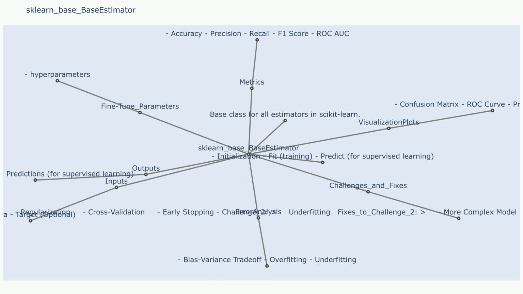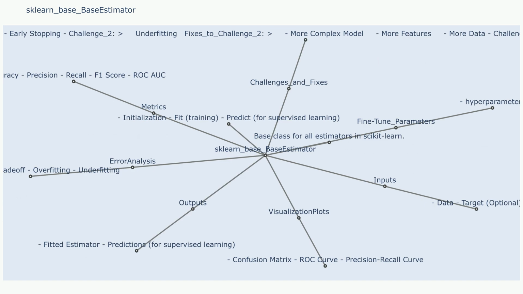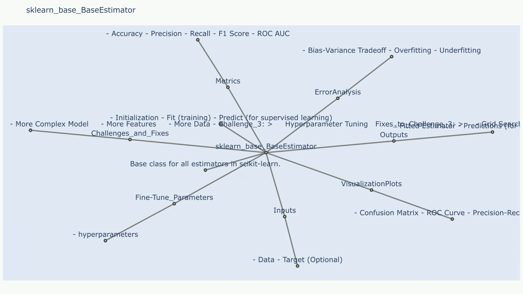Challenge 3: data leakage. Information from the target variable is unintentionally included in the training data, leading to artificially high performance. Sample use case that resulted in challenge 3: using a feature that is derived from the target variable during training. Fixes to challenge 3: carefully select features that are not correlated with the target variable. Use techniques like train test splitting or cross-validation to ensure that the training and testing data are independent. Use domain knowledge to identify and remove features that are likely to leak information.